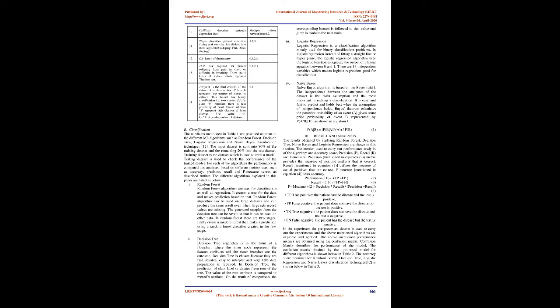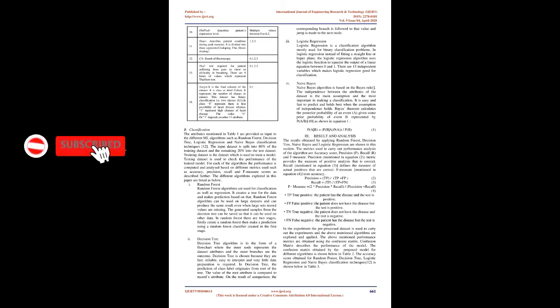14. Target is the final column of the data set. It is the class or label column. It represents the number of classes in the data set. This data set has binary classification, i.e. two classes, 0, 1. Class 0 represents there is less possibility of heart disease, whereas 1 represents high chances of heart disease. The value 0 or 1 depends on the other 13 attributes.